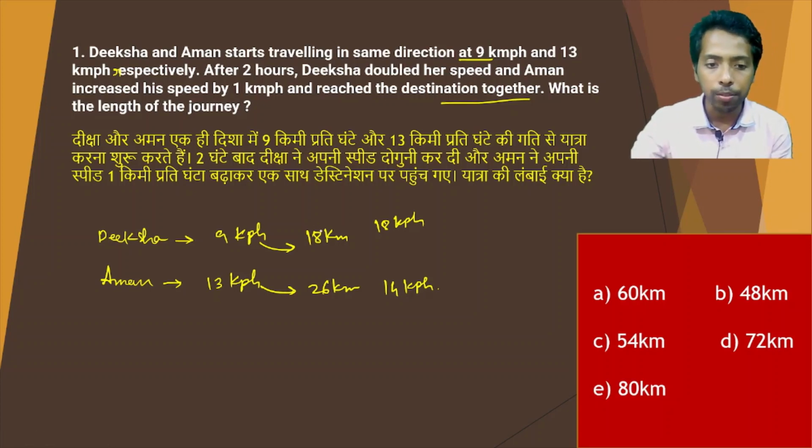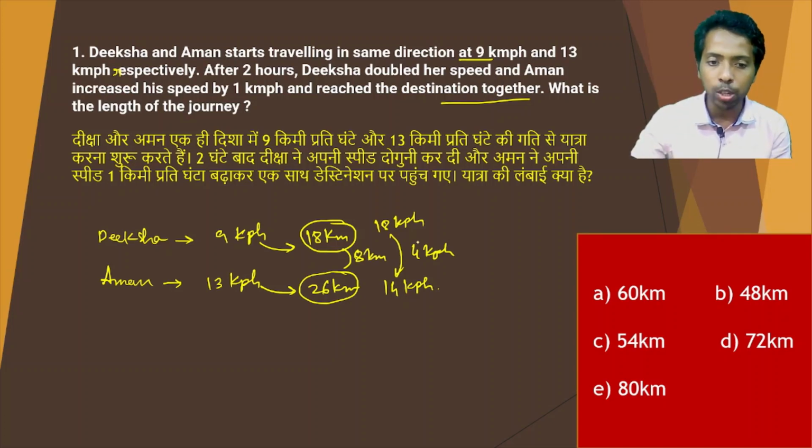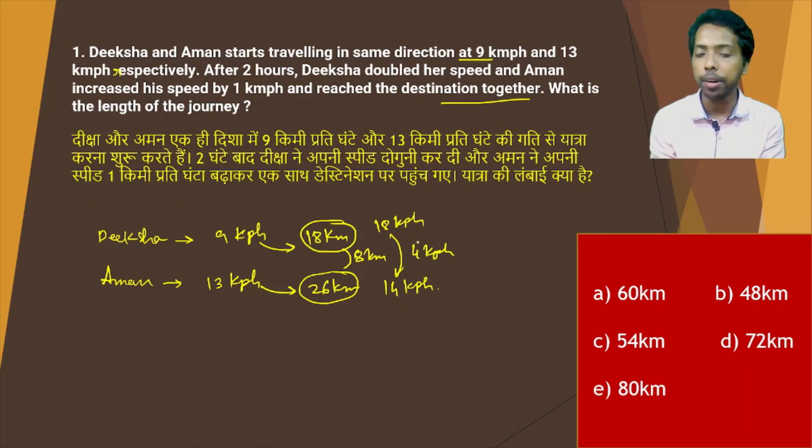See, here is the situation after completing the 2 hours for both Diksha as well as Aman. This is 18 km traveled already, and this is 26 km traveled already. Now the speeds become 18 and 14. So what's the difference in speed? That is 4 km per hour. And the difference in their traveling distance after 2 hours is 8 km. So this 8 km we have to minimize to make them reach the destination at the same time, right?